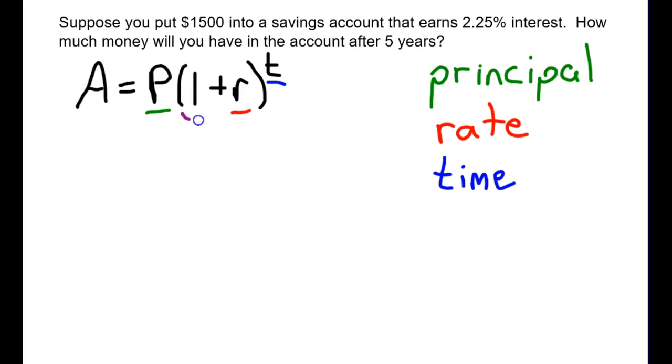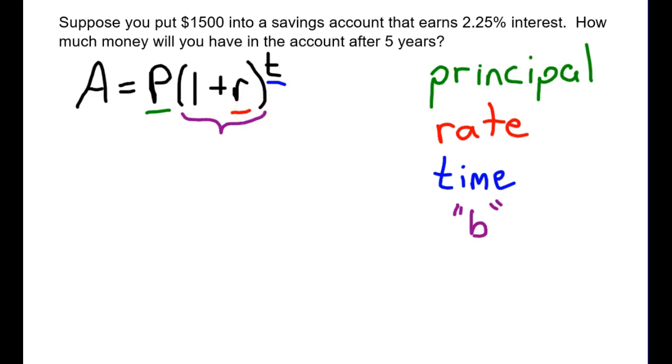Something to be aware of with this form of the function: that value we have inside parentheses, 1 plus r, is the same as the b value we were looking for in our general form when we had y equals a times b raised to the x. This is the same thing as b. So if this value turns out to be greater than 1, we know it's going to be exponential growth. If this value is between 0 and 1, it's going to be exponential decay.